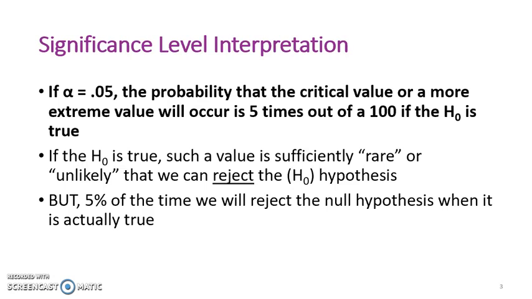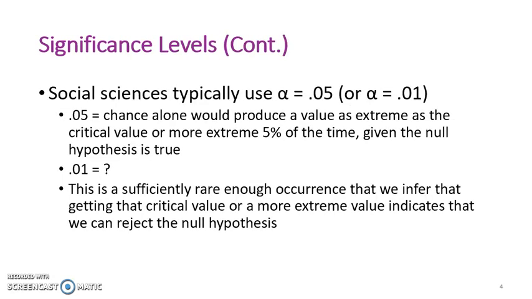But 5% of the time, we will reject the null hypothesis when it is actually true. We know that we won't always be correct in our decision to reject the null hypothesis, and so we pick the level of risk, that's alpha, that we incorrectly reject it. We typically use a significance value of 0.05 or 0.01. But what do those numbers stand for?